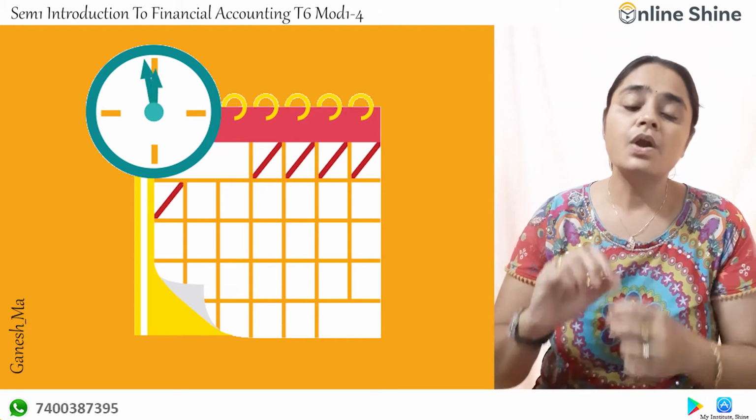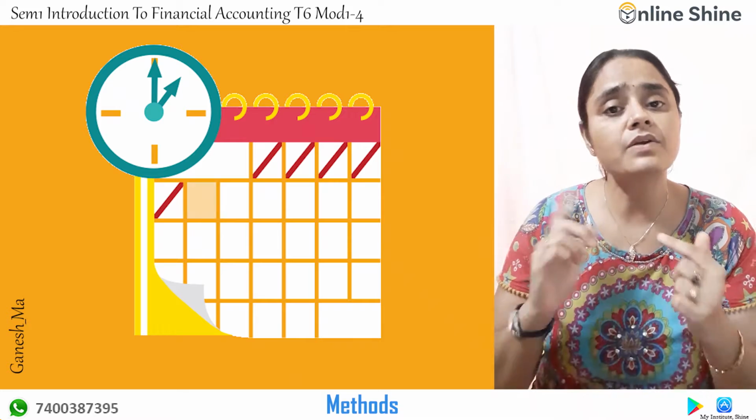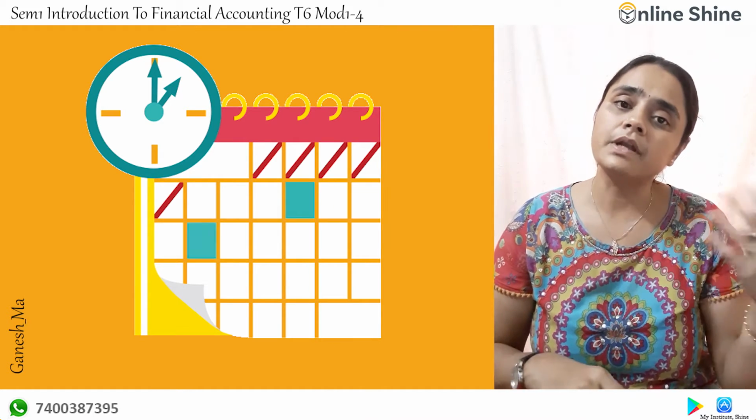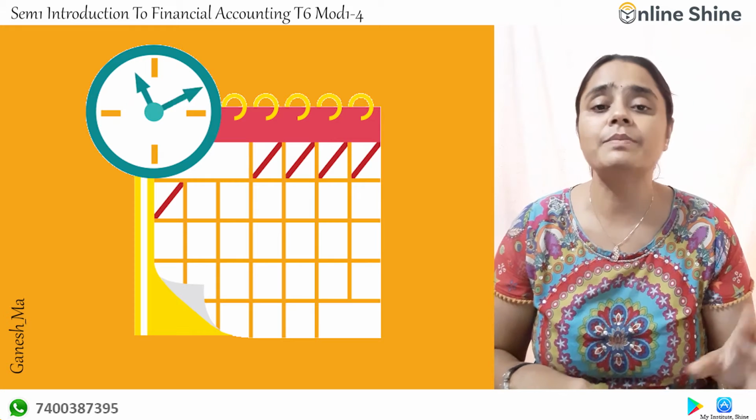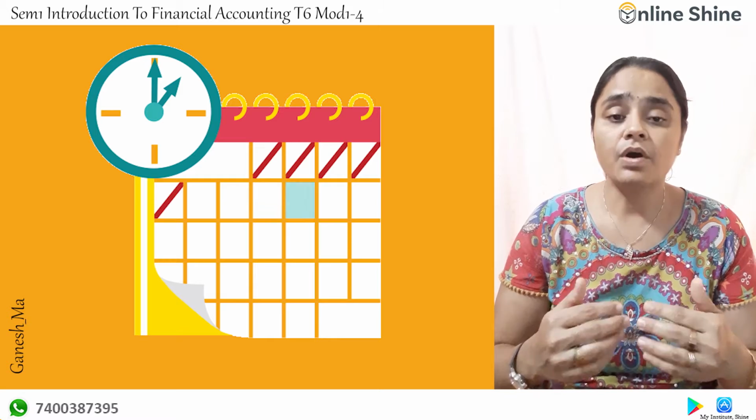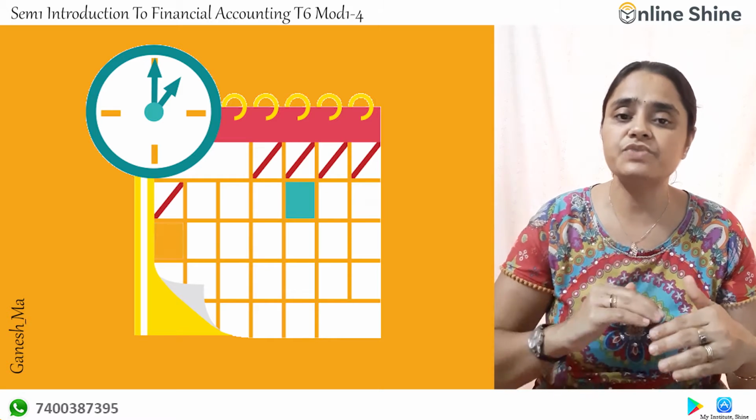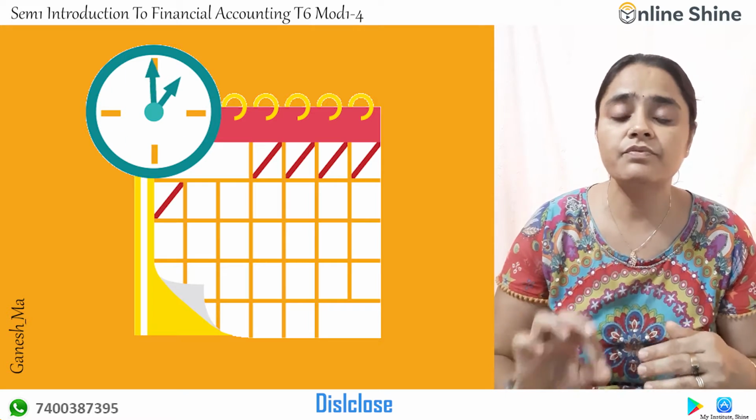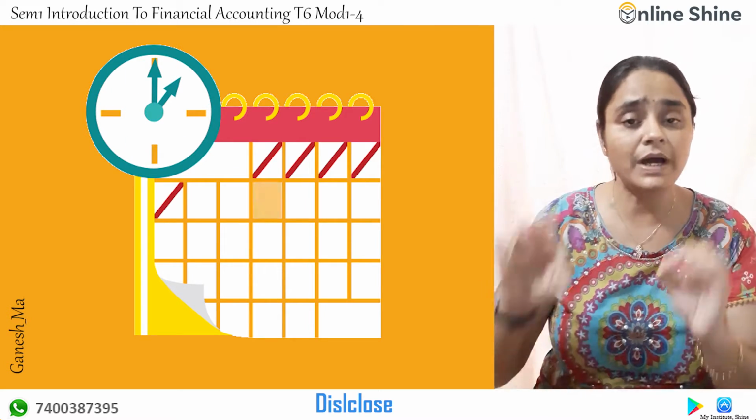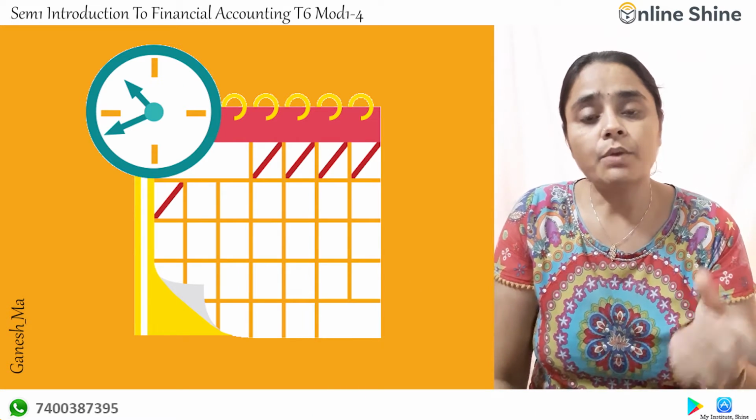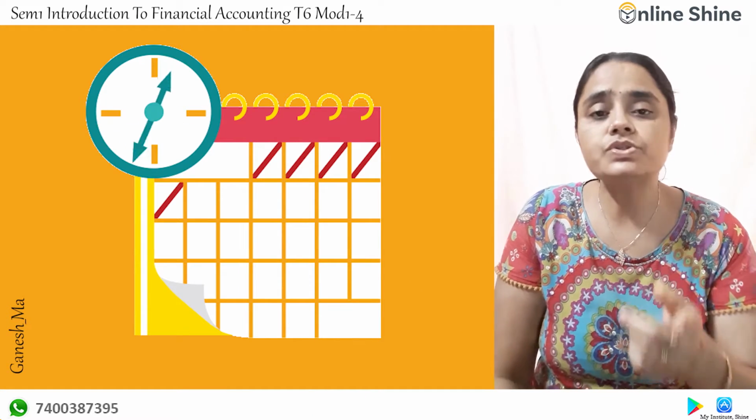Understood? Okay. Whatever methods you are following, you should disclose that also, whether you are following the straight line method or the WDV method, the written down value method. Whenever there is a requirement to change from one method to another, you should disclose the reason for changing the method, and also the amount by which your P&L will be affected.